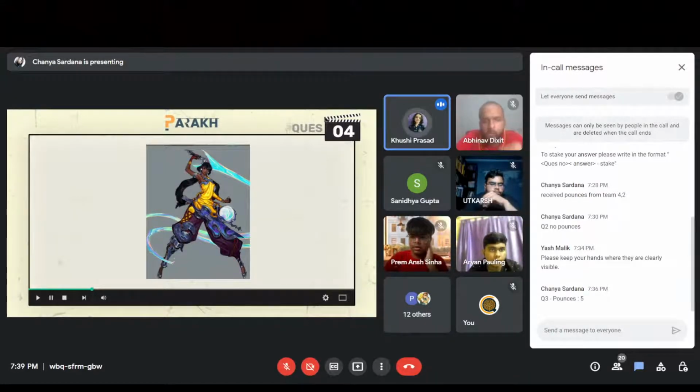Okay, so we have an image for reference. This is the character which has Southeast Asian roots, and it also shows the weapon in question.